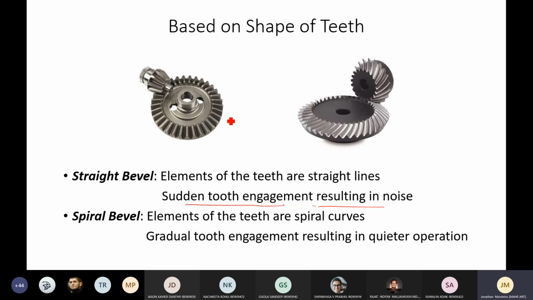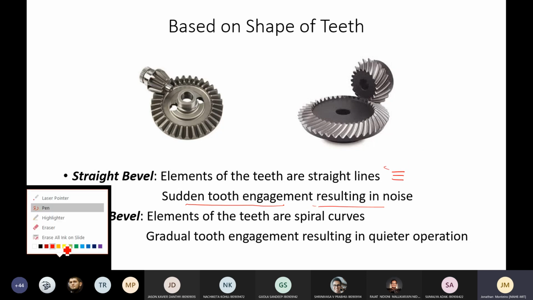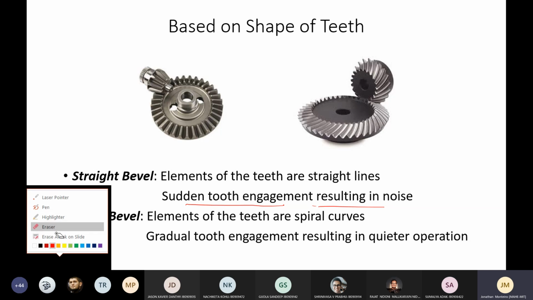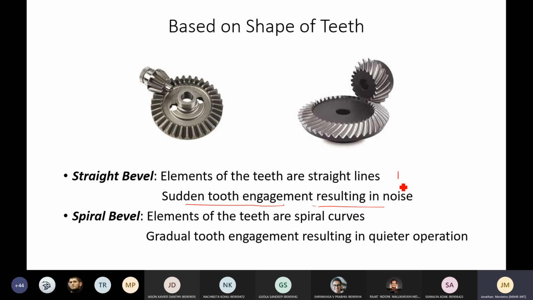Straight bevel is similar to spur gear. Straight bevels are similar to spur gears. Why? There is sudden tooth engagement. You can expect a line-to-line contact. One engages, and as it disengages, the second one will engage, and so on.